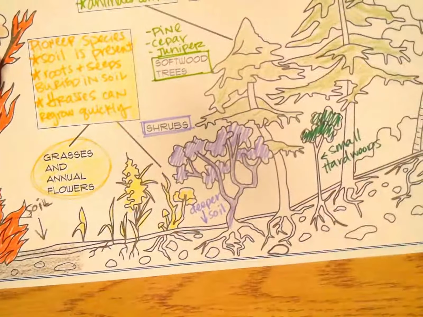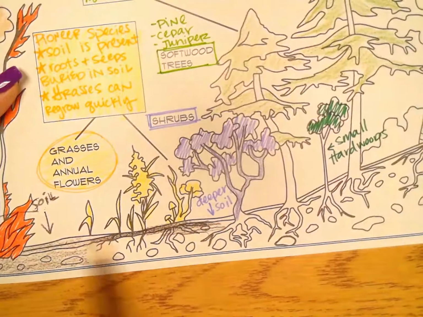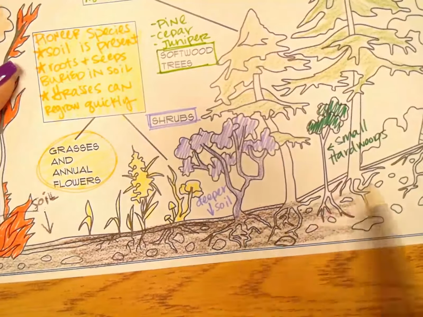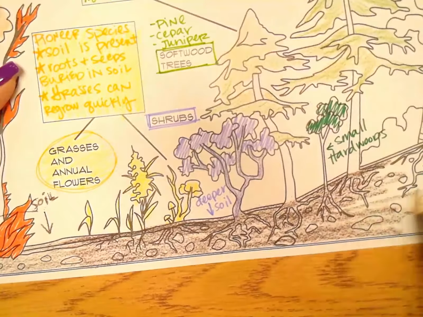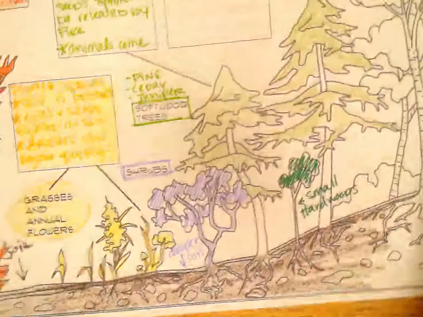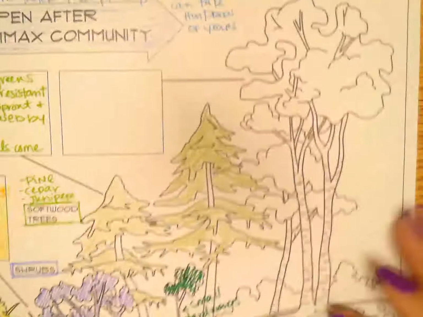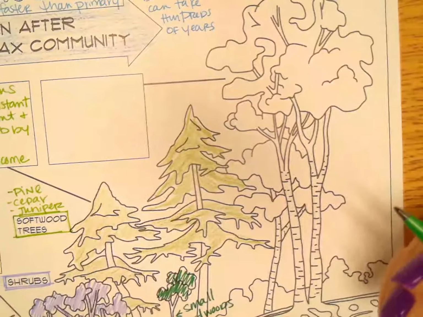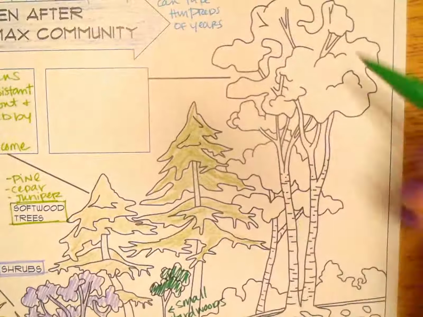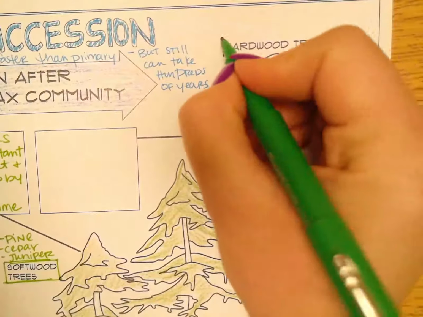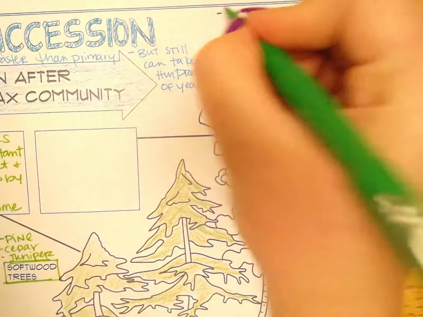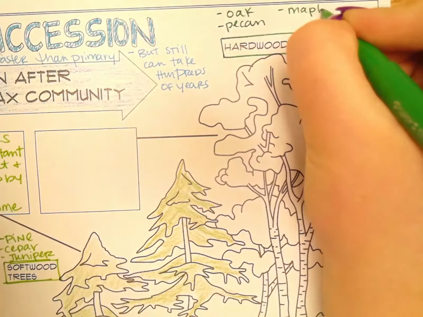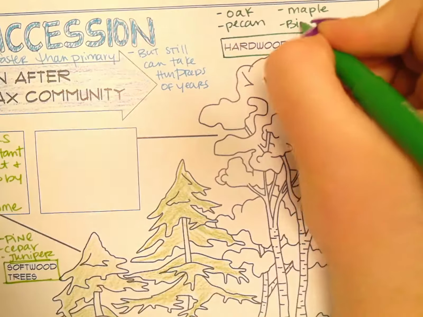Now I'm going to come down here because I've forgotten to color in my soil, right? So we've got our brown soil that's providing that space for all of those root systems up to this point, right? All right, so now we're up here, and I'm using my dark green because we're going to be talking about our hardwood trees. And our hardwood trees, remember, are things like oak, pecan, maple, birch. Those are all hardwoods.